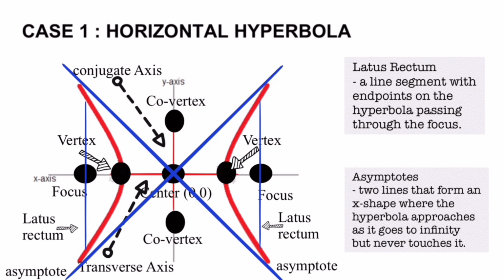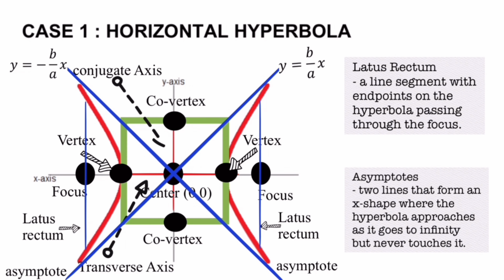The equation of the asymptote with a negative slope is y equals negative b over a x, while the other asymptote with a positive slope is y equals b over a x. Now, the easiest way to draw the asymptotes is by drawing a rectangle covering the four points, the two vertices and the two co-vertices. The two asymptotes are actually the diagonals of this rectangle extending outward. So that's a trick on how to approximately draw the two asymptotes.